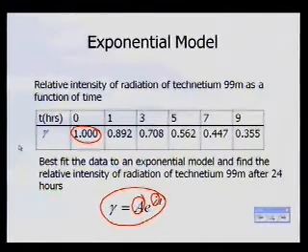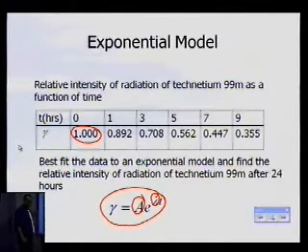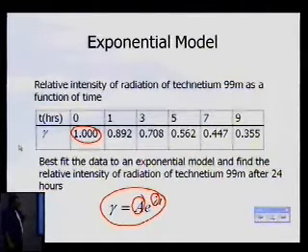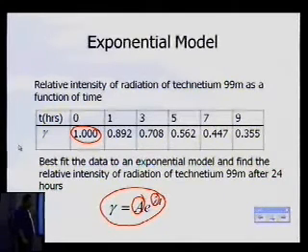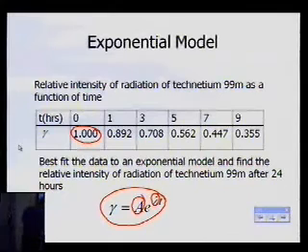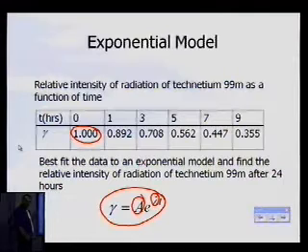Now, technetium-99m is a good isotope to use for these CT scans because its half-life is about 6 hours. Since the half-life is 6 hours, it gives you enough time to do the diagnostics, but at the same time, it gets out of your body soon enough. So it's a good isotope to be using, and there are quite a number of nuclear medicine procedures which use technetium-99m. So let's see how we can find the constants A and lambda first, and then find the relative intensity after 24 hours.